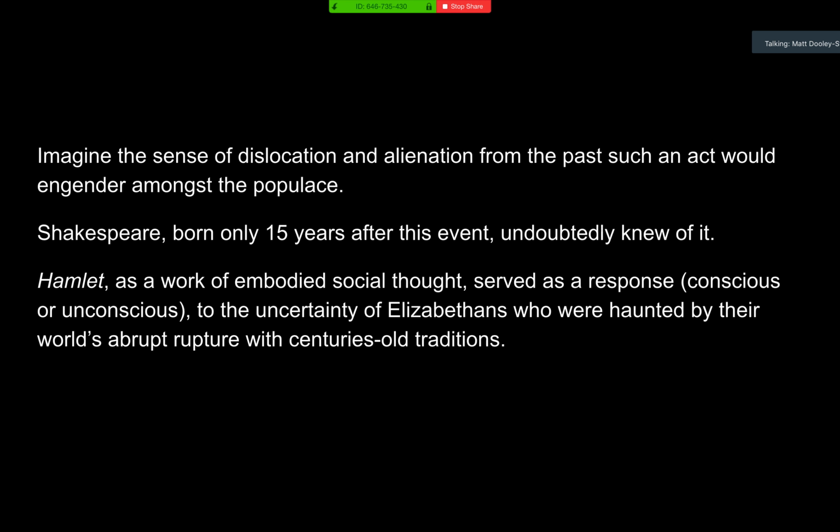Shakespeare, born only 15 years after this event, undoubtedly knew of it. And so my suggestion here is that Hamlet, as a work of embodied social thought, and especially this scene that we're going to analyze, served as a response, consciously or not, to the uncertainty of Elizabethans who were haunted by their world's abrupt rupture with centuries-old traditions.